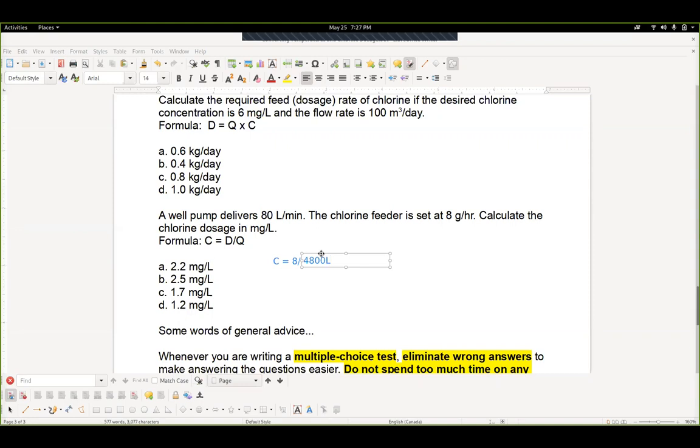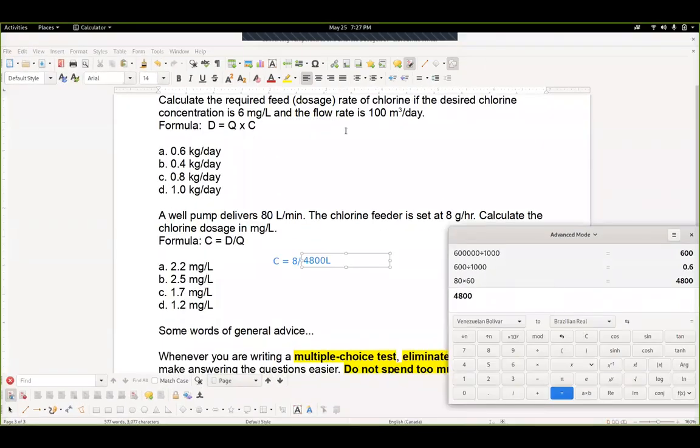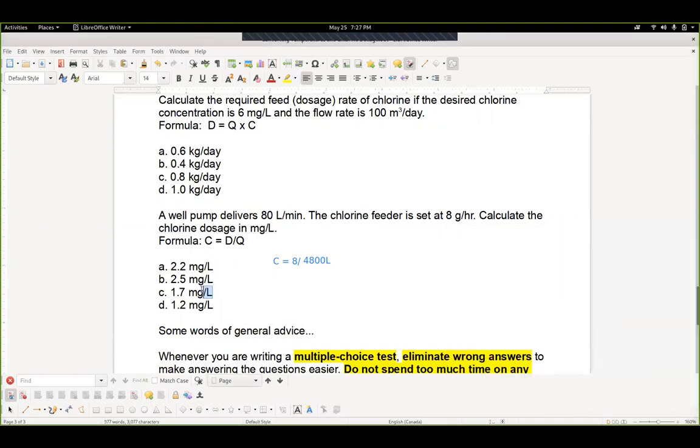So now this is grams, so that many grams per that many liters. So now we got to figure out how many grams per 1 liter. So 8 divided by 4,800 equals 0.001666. Now, just from those numbers, you probably could guess which multiple choice answer is correct. It is still in grams though, so we need to multiply that by 1,000 to get milligrams. So we get 1.7 milligrams per liter.